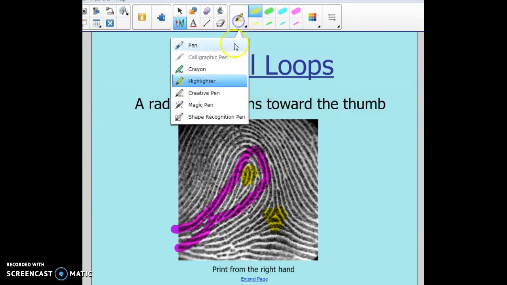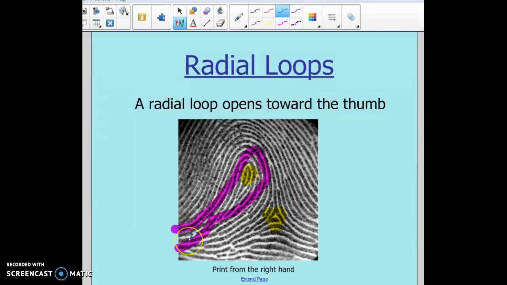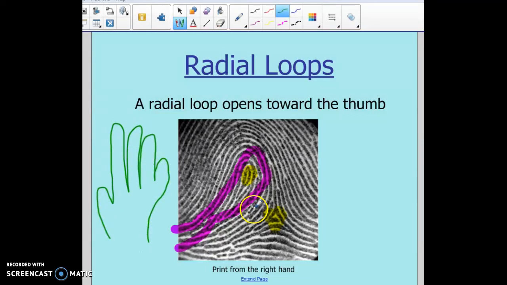And then if we drew our hand again, if this was from your right hand, here's your thumb, and then here's your fingers. Sorry, not a great drawing of your hand. But you can see that if this was on, say, this finger right here, it's entering and exiting, and it's going towards your thumb. So that's how you know it's a radial loop.